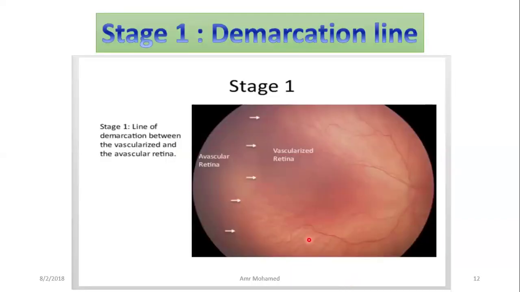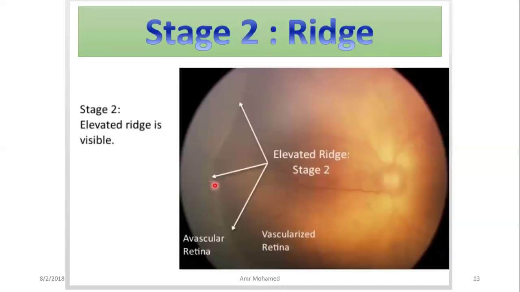Okay, so stage 1, simply it is a demarcation line, which is a flat line between the vascular area and the avascular area, only a line separating the vascularized from the avascularized area. Stage 2, that flat line now has a height and it's forming a ridge. Again, that ridge usually will be between the vascularized and avascularized areas.